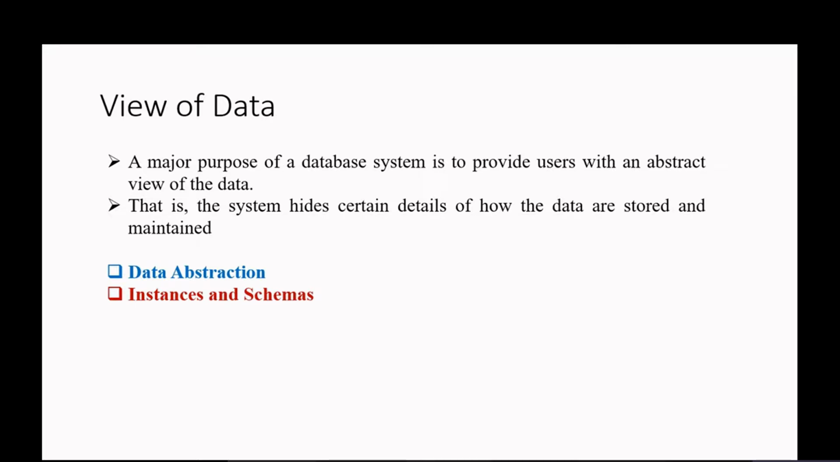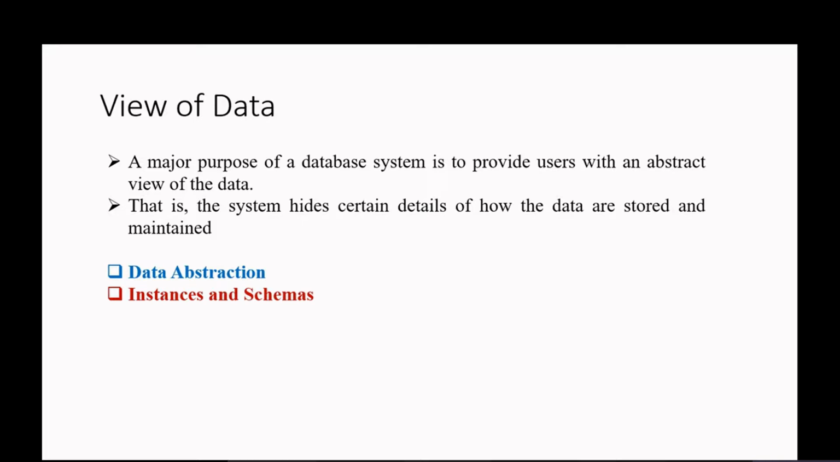He knows only that there will be a user interface, there I will insert some account number, the name of the account holder and other identification information like that, and the amount, and I will click on the submit button and it will be updated in the database. So whenever we work with the database, it is implicit that your system should hide certain details of how the data is stored and maintained.